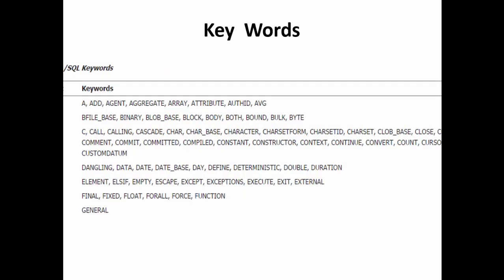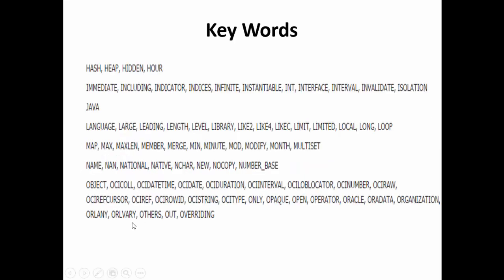Keywords. Keywords are agent, add, aggregate, array, attribute, authid, average. They are all reserved keywords. So you see the difference between a reserved word and a keyword. There is a very small difference between a reserved word and a keyword. Okay. So these are some of the keywords.